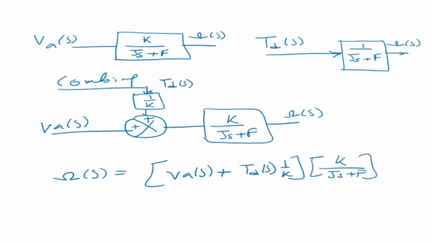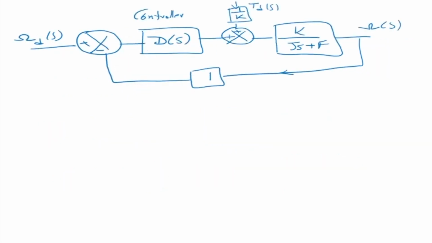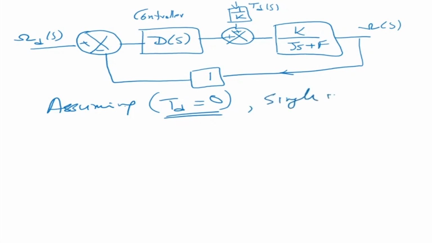So in the previous case there was no controller. Now I'm putting a controller and I'm putting a unity feedback, and then I'm looking at a closed loop control system. Now what we do here is, to simplify it, I'm assuming TD equal to 0, then we have a single input system only. This is a reasonable assumption to make because n is very large. So it is going to cut that TDS and it simplifies our analysis.